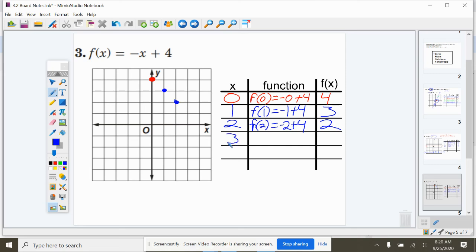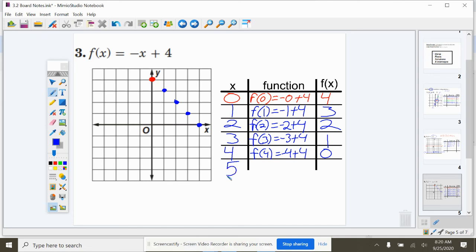3. F of 3 equals -3 plus 4. -3 plus 4 is 1. So I'm going to go right 1, 2, 3, and up 1. Got more spots, so let's keep going. 4. F of 4 equals -4 plus 4. -4 plus 4 is 0. So that's 4, 0. So I'm going to go right 1, 2, 3, 4 places, and then up and down none because it's 0.